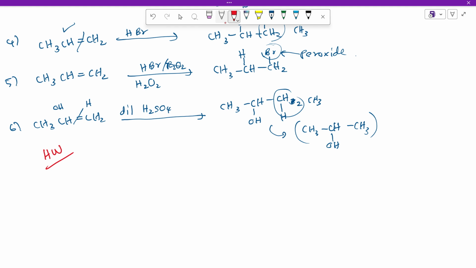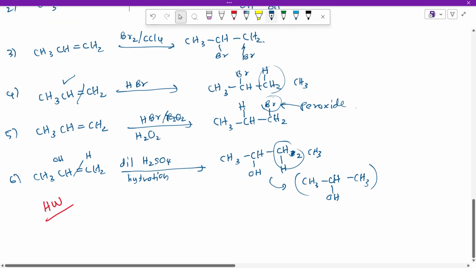So I forgot one thing, that is that adding dilute H2SO4 here, this is a process called hydration. That's obvious, right? Adding a molecule, that's hydration. Sorry, not dehydration, it is hydration. Hydration, adding water, that's totally fine.